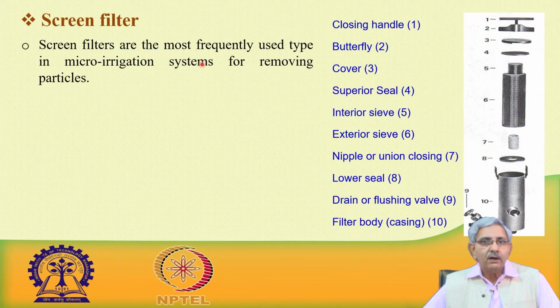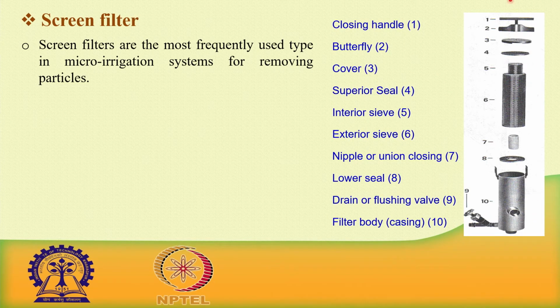Screen filters are another type of filter. This is what you see here. These are the components of the screen filter. The top part is a handle, and this is a butterfly which is placed over the cover and is used for tightening. Tightening means making it airtight, perfectly sealed.